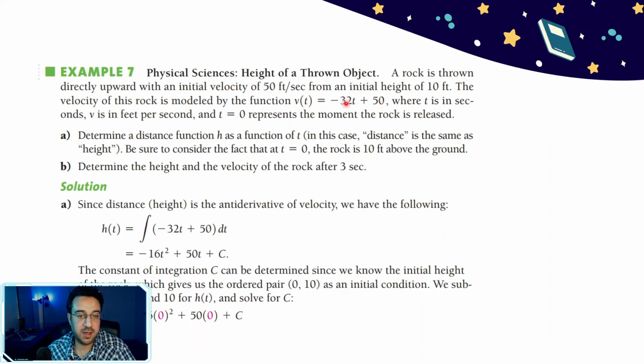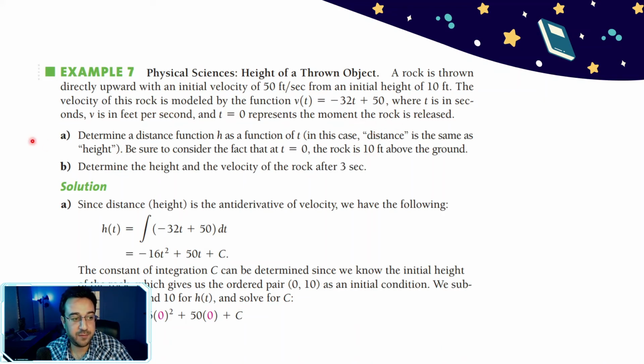Don't be confused by the t, you can imagine it as f of x equals minus 32x plus 50, same thing. But he's saying here, which makes sense, the velocity as a function of time, which is physically more correct than having f of x. V of t equals minus 32t plus 50. T is in seconds because it's time. V is in feet per second because it's velocity. And t equals 0 represents the moment the rock is released, because at time 0, that's when the rock has been released.